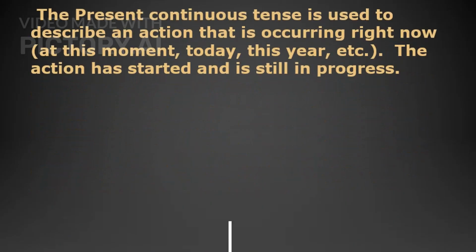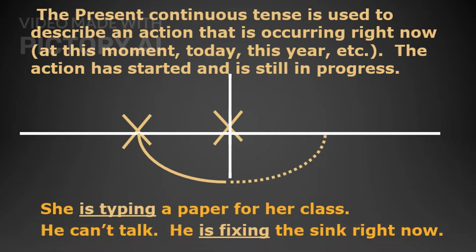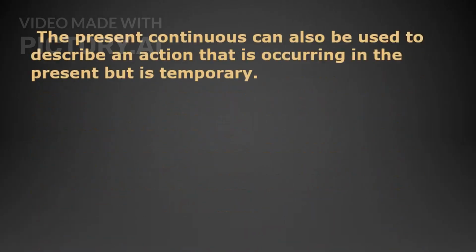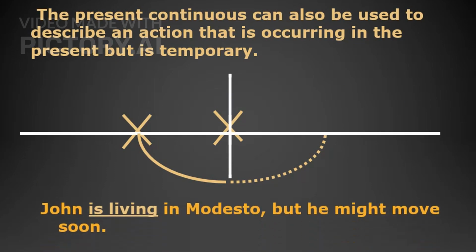The present continuous tense describes actions happening right now. It's used for activities that have started and are still in progress, like, she is typing a paper for her class. This tense can also describe temporary actions occurring in the present, such as, John is living in Modesto, but he might move soon.